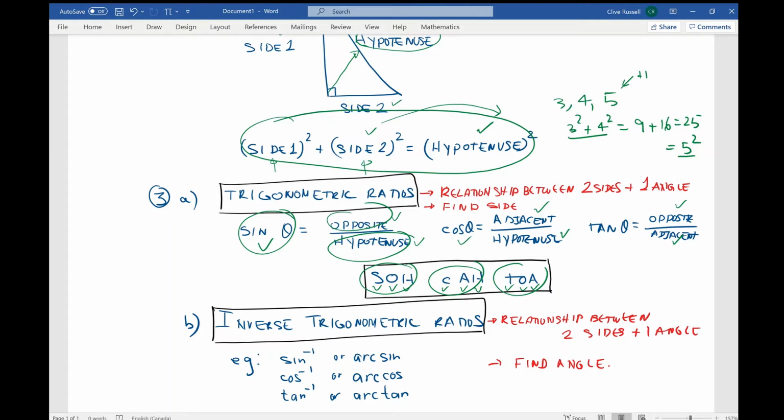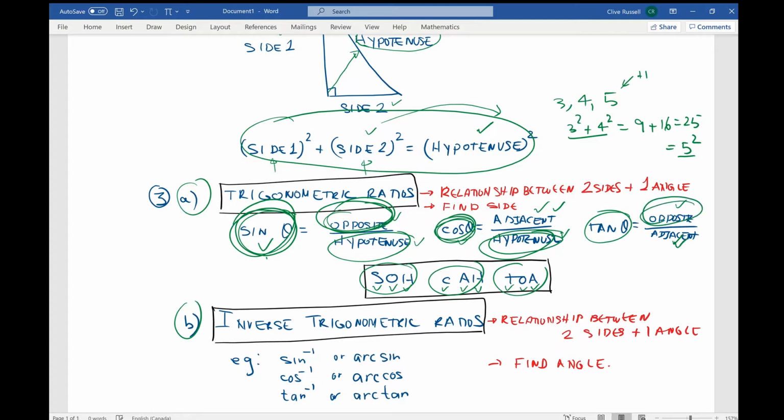Now notice for 3 I have A and B. For A, you're going to be given an angle. Say you're given this and you're given that, the opposite, and you have to find the side. Okay, same thing here. You're given an angle and the side, you could find the other side.